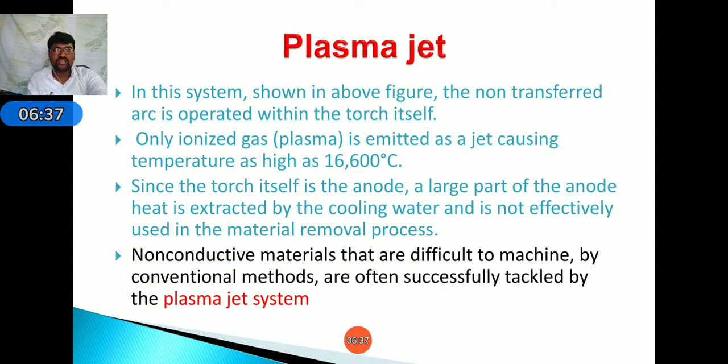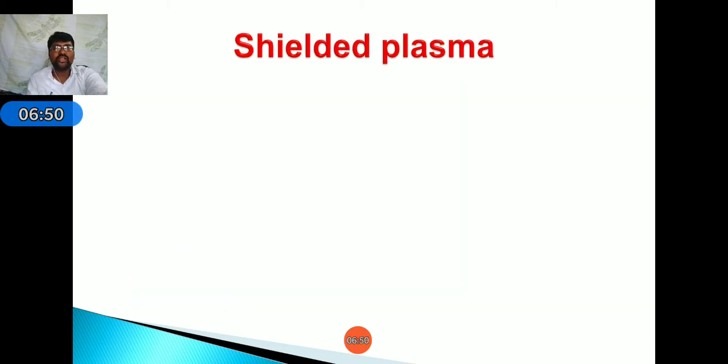Non-conductive materials that are difficult to machine by conventional machining methods can be machined easily by using this plasma jet machining system. Next, coming to shielded plasma.